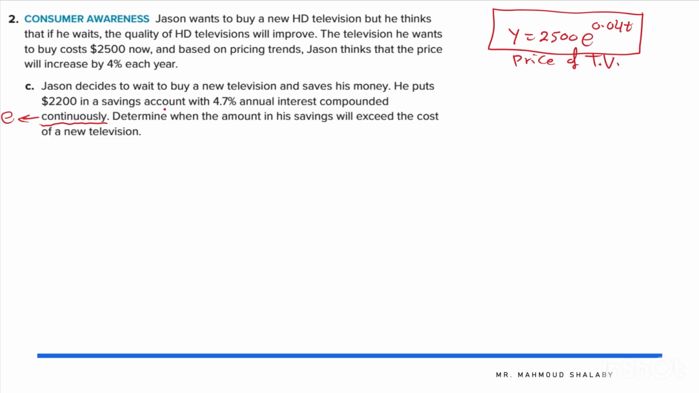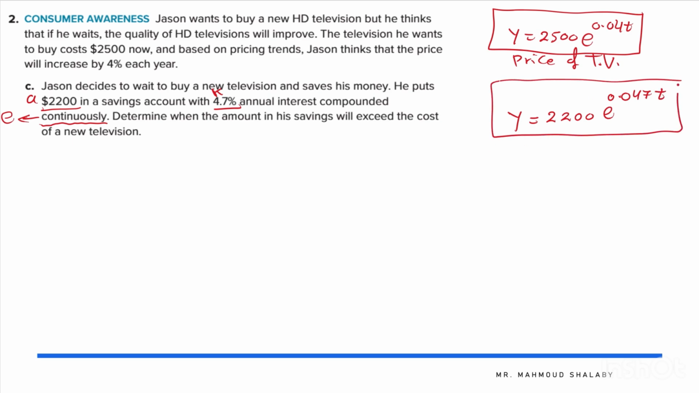The second one is to calculate the savings. We will have another equation for savings, and we have to write it down. So it will be y equals, he puts this number, which means this is A. This is a percentage, so it will be K. So it will be 2,200 e to the power of 4.7%, which is 0.047t. Now this is the equation I will use to calculate the savings.